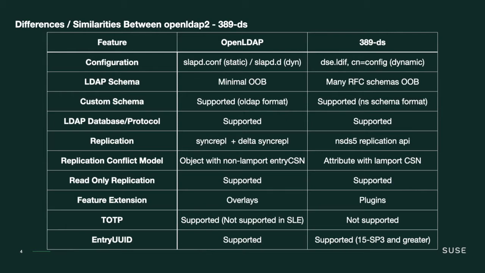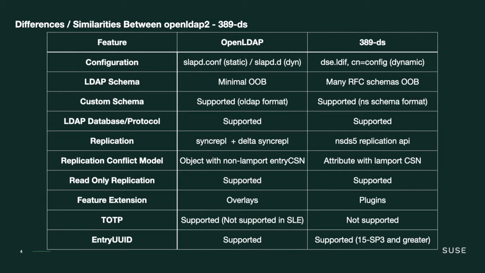Both OpenLDAP and 389 support customized schema. They use a slightly different format, but part of the work that we have done at SUSE is to help automate this migration to convert between these formats for you. Both of them support the LDAP database, LDIFs, the LDAP searching, all of those things. They're both protocol compliant LDAP servers, which means that for the majority of clients, they should be able to move between 389 and OpenLDAP with very little difficulty.